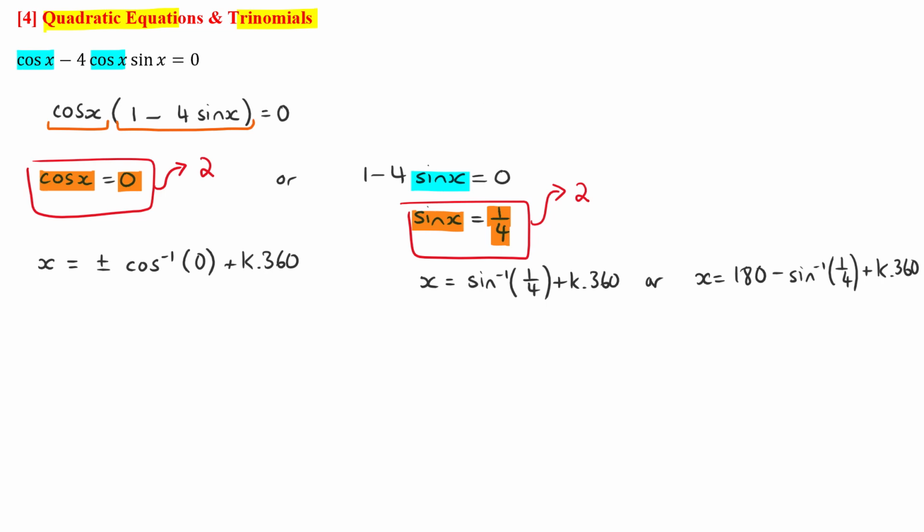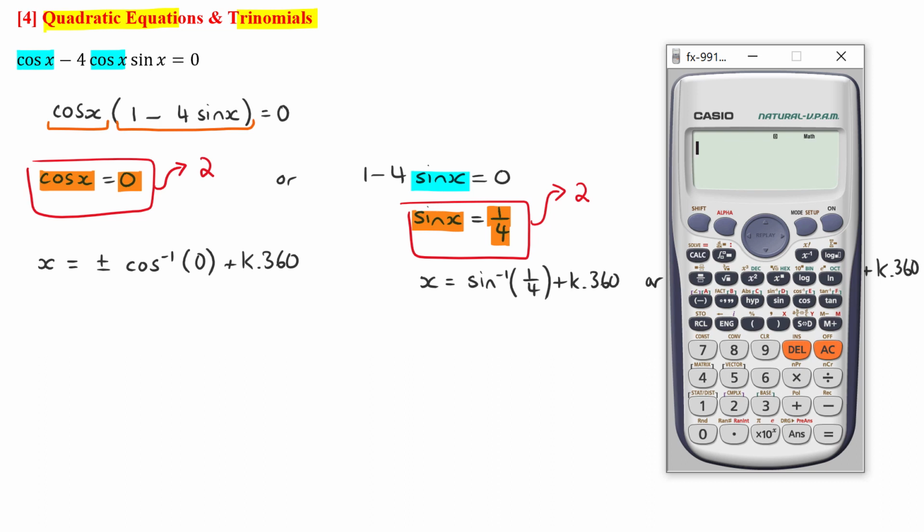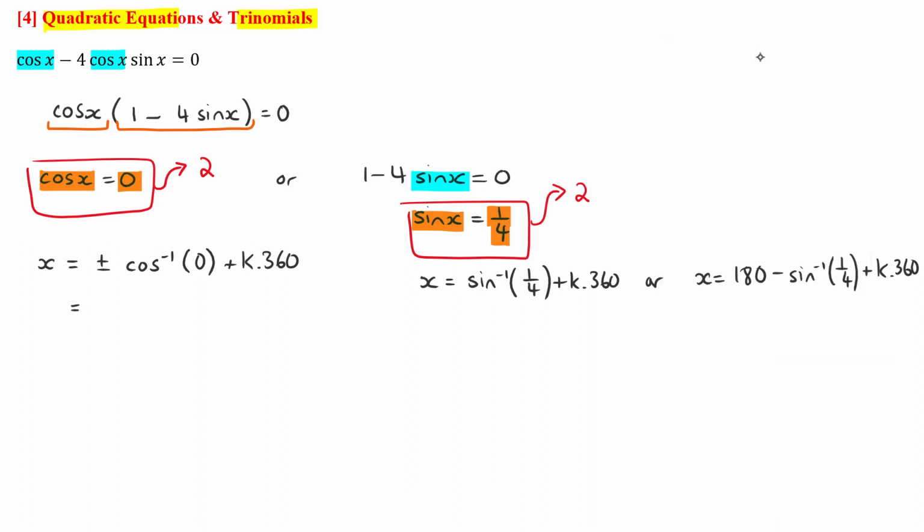And so if that's the case, we can simply go and take our calculator and plug the values in. The inverse cos of 0 is 90. So our first solution will be plus or minus 90 degrees plus k times 360. And obviously, because of that plus or minus in front there, we know that we've got 2 answers over there.